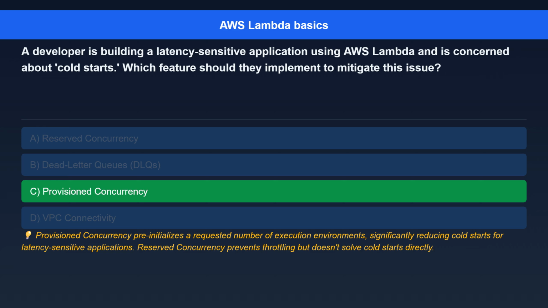The correct answer is provisioned concurrency. Here's the explanation. Provisioned concurrency pre-initializes a requested number of execution environments, significantly reducing cold starts for latency-sensitive applications. Reserved concurrency prevents throttling but doesn't solve cold starts directly.